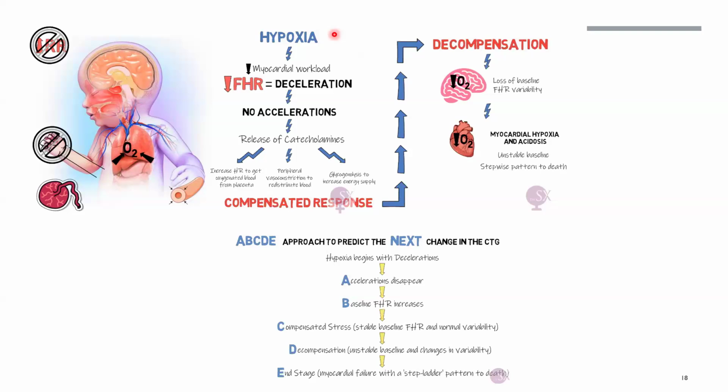So you have oxygen now being conserved, less oxygen used by the heart, more oxygen now being sent to the brain and the other vital organs. Now, if this doesn't work, the fetus conserves more energy by not moving. So when it's not moving, there are no accelerations on the graph. So again, you see no accelerations now.